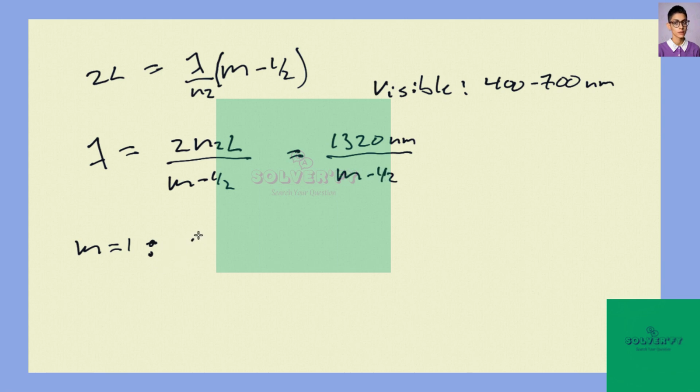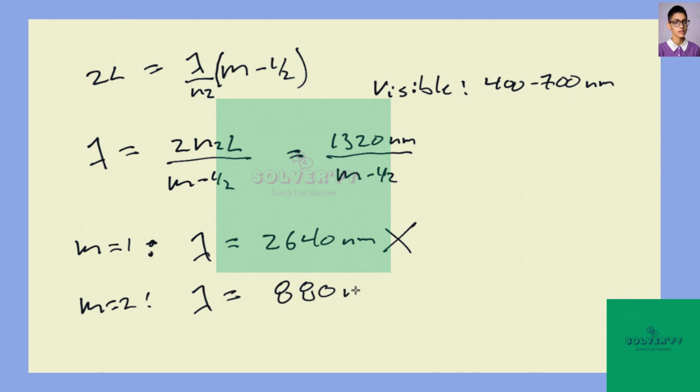So for m equals 1, the corresponding wavelength will be 1320 divided by 1 minus 1/2. So this is 1320 divided by 1/2, which is just double of 1320, which is going to be 2640 nanometers, which is outside the visible spectrum. So this is not a solution. M equals 2: plug in m equals 2 to here, and the corresponding wavelength works out to 880 nanometers. That is also outside the visible spectrum.